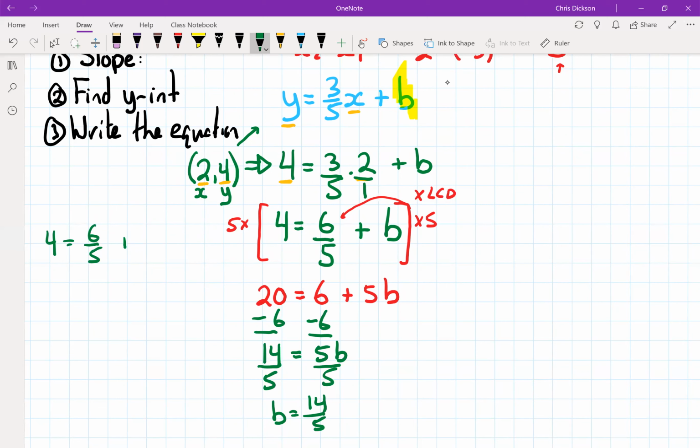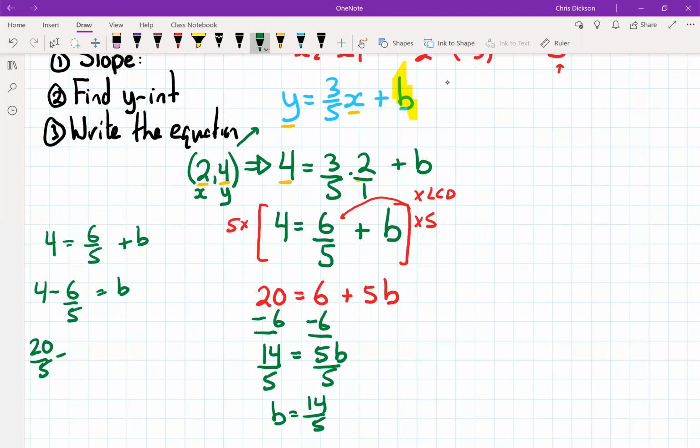same way, you could bring the 6/5 over. But now you got to make the 4 something over 5, so that would be 20/5 minus 6/5 equals b. So b is equal to 14/5. So you could definitely do it that way. Okay. So I actually know my y-intercept now, so I could use that.